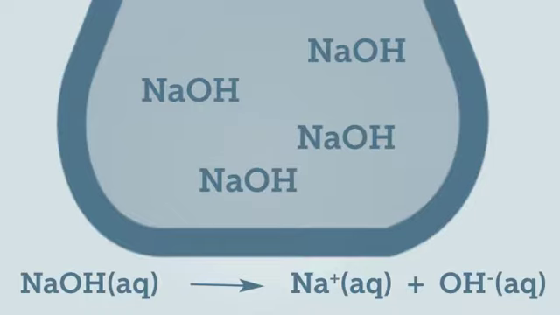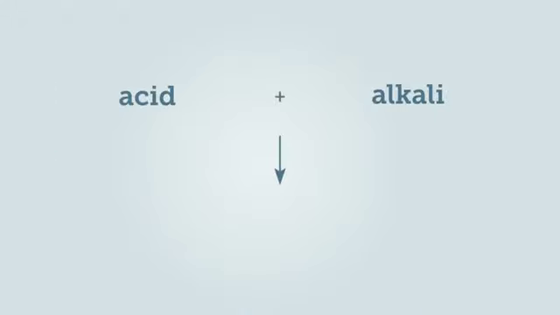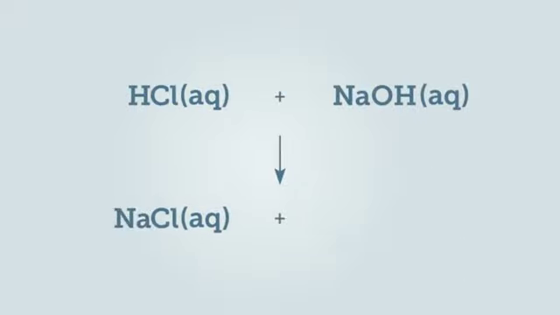When an alkali, such as sodium hydroxide, is dissolved in water, it completely dissociates, so that all of the sodium ions and hydroxide ions are dispersed randomly in the solution. An acid and alkali react to form a salt and water. For example, sodium hydroxide and hydrochloric acid react to form sodium chloride and water.